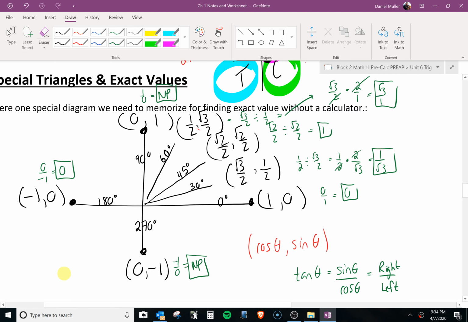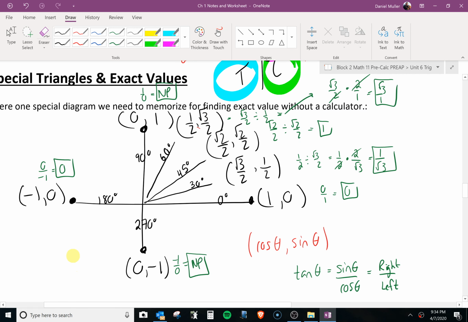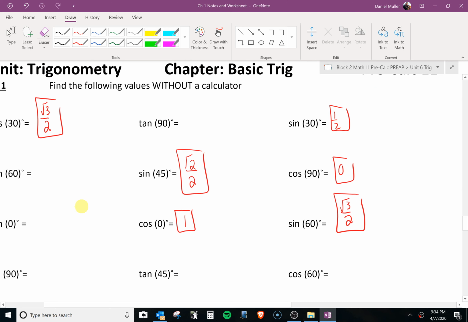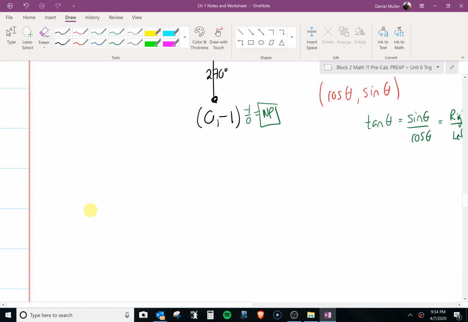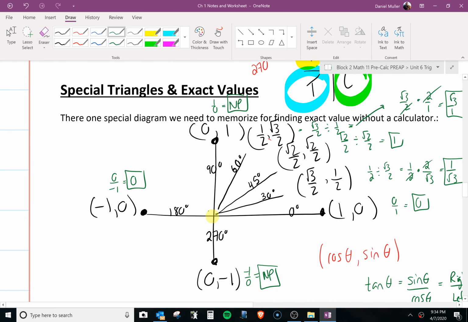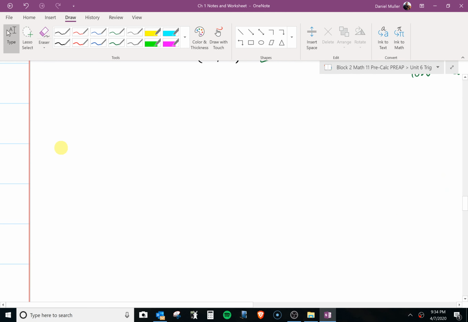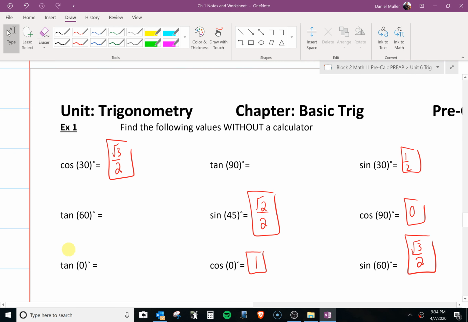Okay, so now I can actually answer the questions because all of my tangents are here. So, okay, tan of 90. So I'm going to go to 90 degrees and look at tangent. Tangent, not possible. It was 1 over 0. I can't do that. Okay, so not possible.